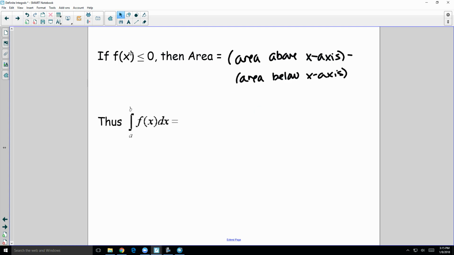Sorry if I'm going out of order. If f of x is less than or equal to 0, then the area is equal to the area above the x-axis minus the area below the x-axis. We'll get into notation stuff later, so don't worry about that next step, but just know to subtract the two areas there.